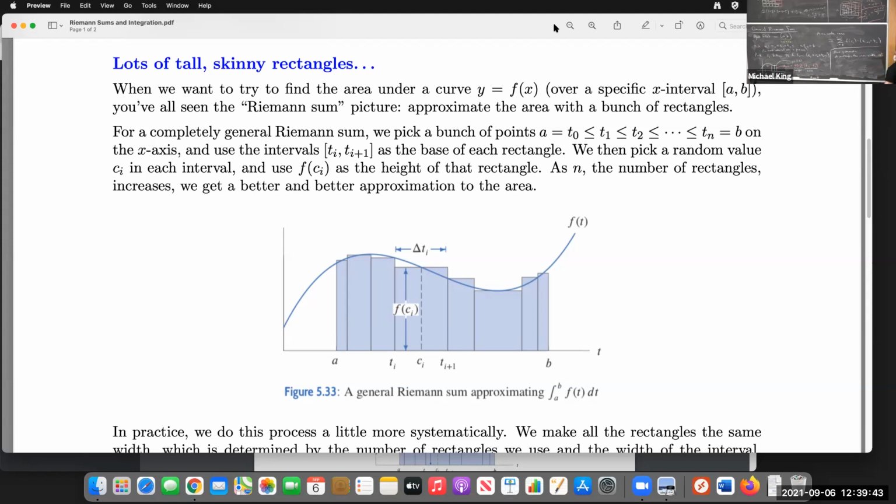And we usually call this something like delta t or delta x, depending on however we're referring to the horizontal axis. So delta t in this case is t sub I plus 1 minus t sub I, right? And then pick all the c sub I's the same, either the left endpoint or the right endpoint. You can sort of see it up there. The c sub I's are the points that we're plugging into the function to get the heights. Pick all the c sub I's the same way, for example, the left endpoint. So in that case, c sub I would just equal t sub I. That's just choosing the point on the left side. Okay. For example, you could do other things.